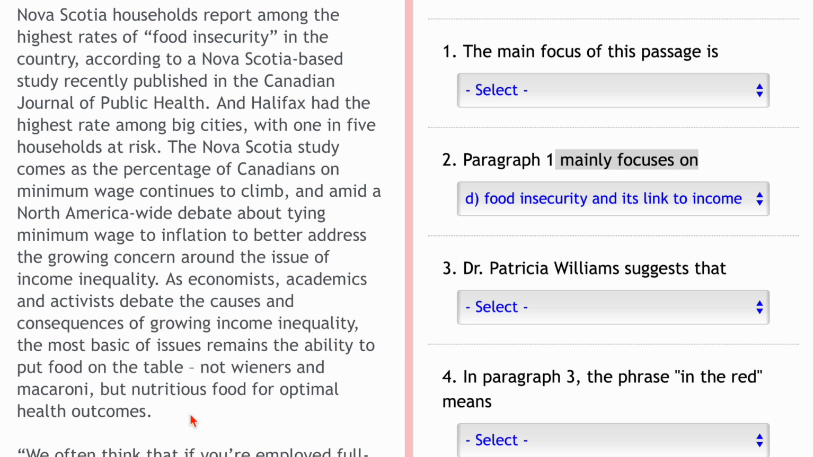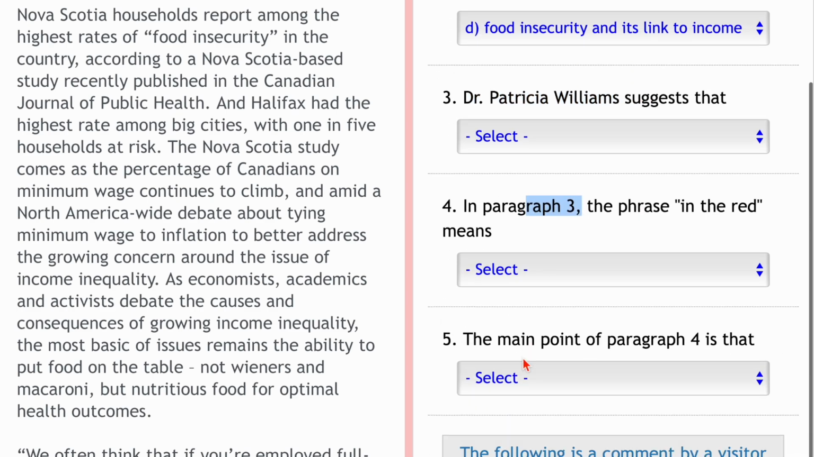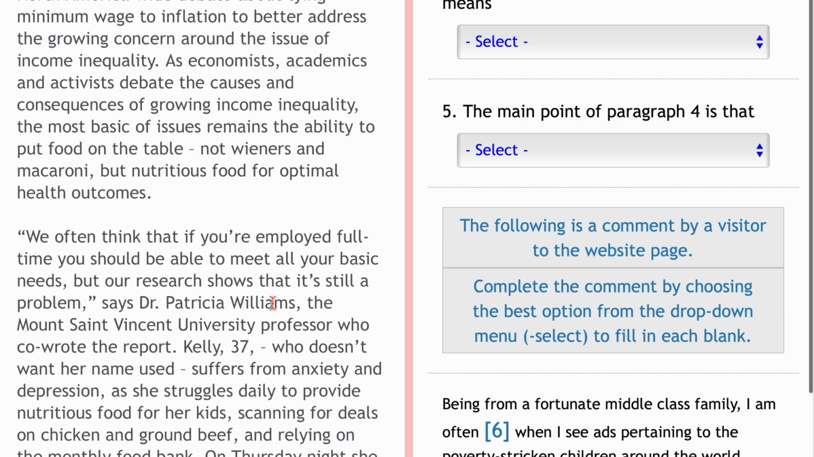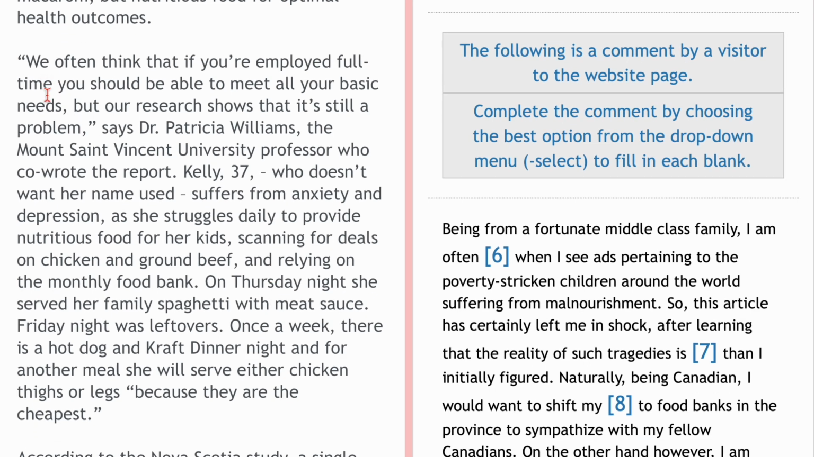Okay? Number 3 is about Dr. Patricia Williams, paragraph 3. We didn't read it, and the main point of 4. So let's continue reading. Let's continue with paragraph 2.